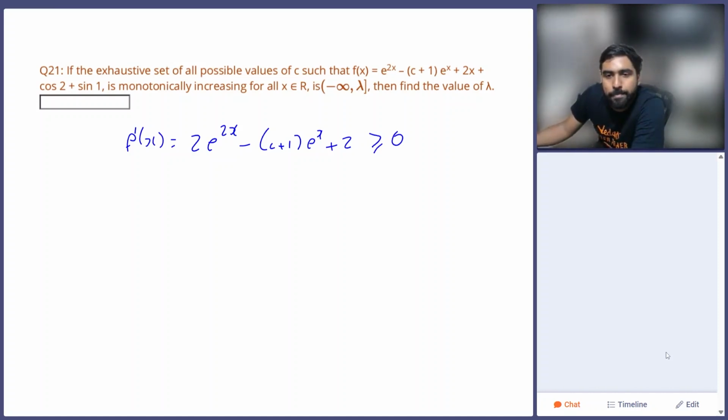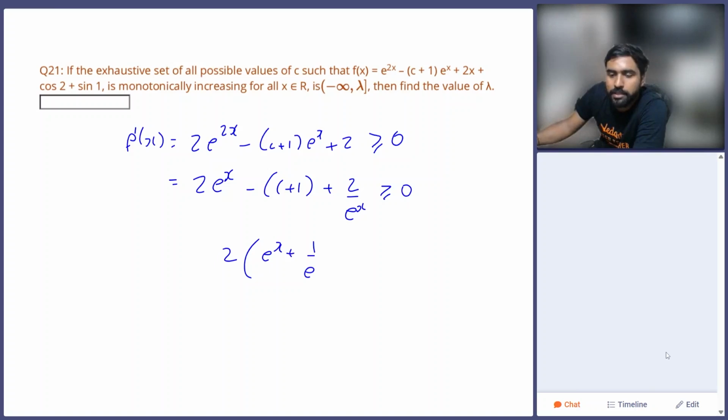Okay, let's try to separate c out. Divide on both the sides by e power x. So you'll get e power 2x divided by e power x, that's e power x, minus (c plus 1), e power x upon e power x is 1, plus 2 upon e power x is greater than or equal to 0. So basically I have 2 times e power x plus 1 upon e power x, is greater than or equal to c plus 1 over here.